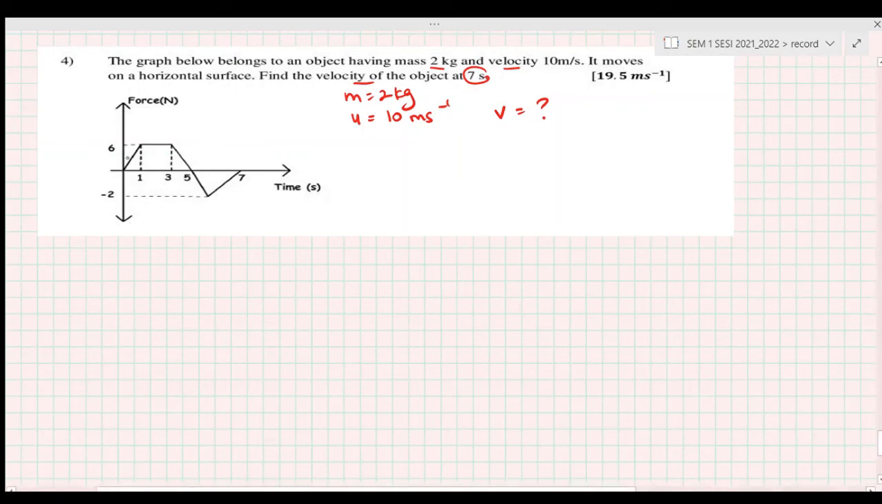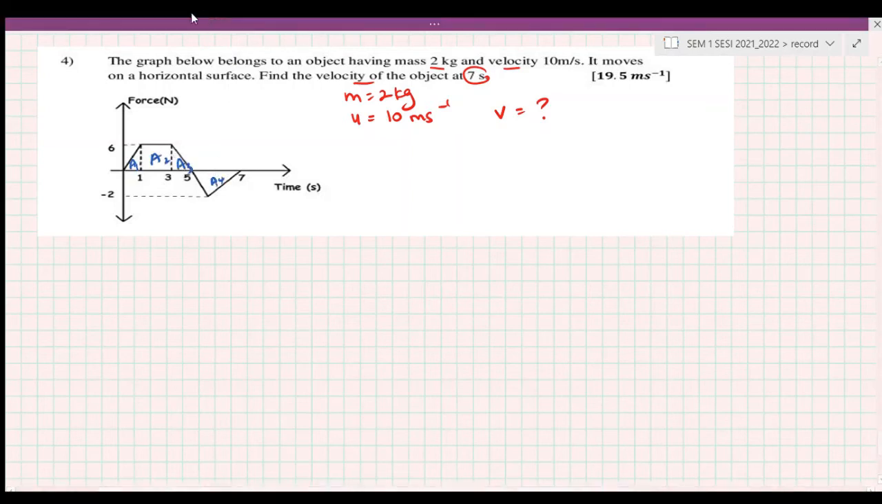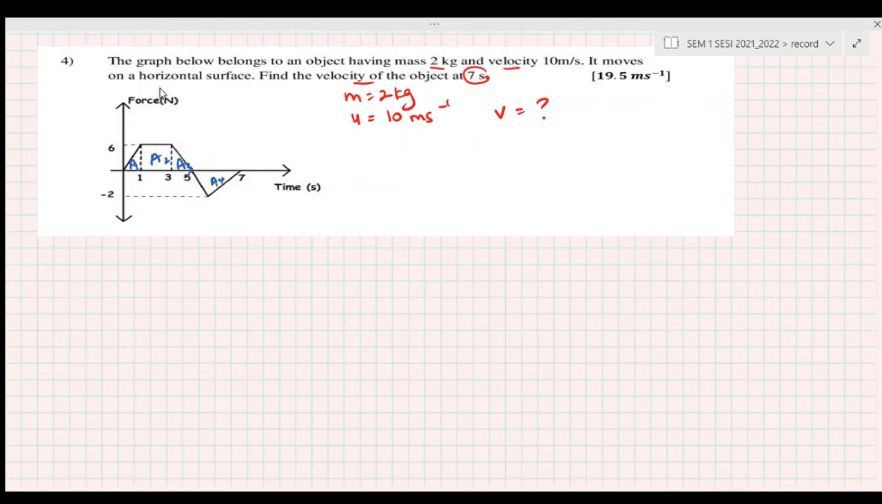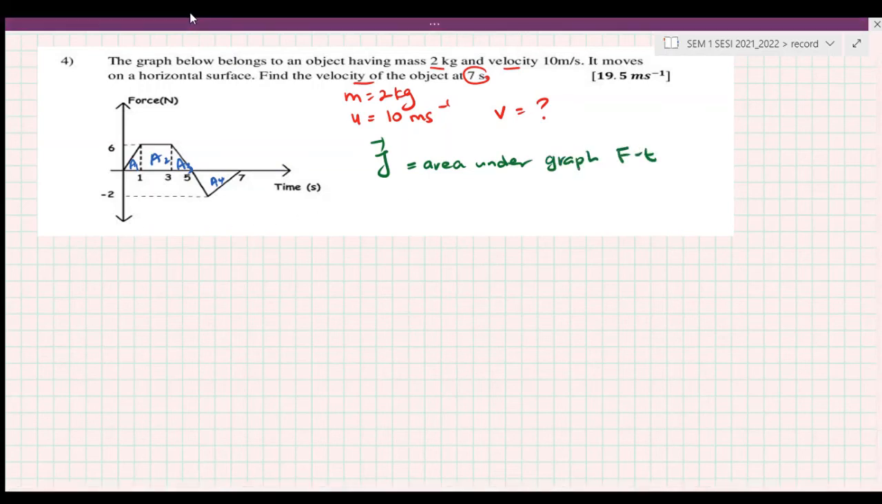Here we have many shaded areas, so I name them A1, A2, A3 and A4. If we look here, there is a part in the Y direction which is negative, the negative Y axis. So we have to consider direction. We find the area under the graph, because impulse is equal to the area under the F-T graph. Let's find them one by one.